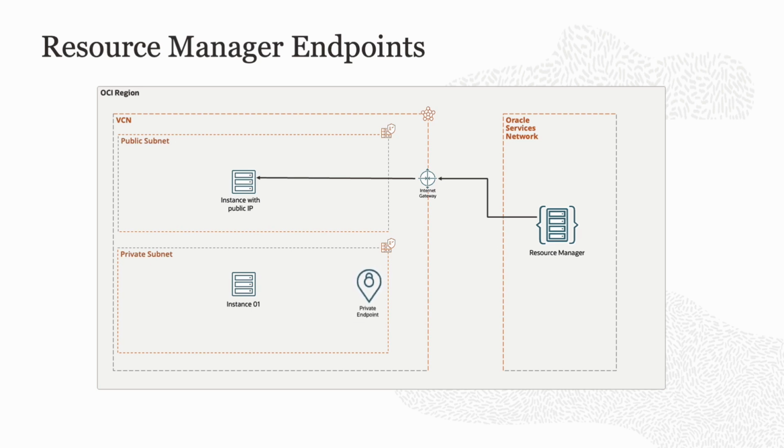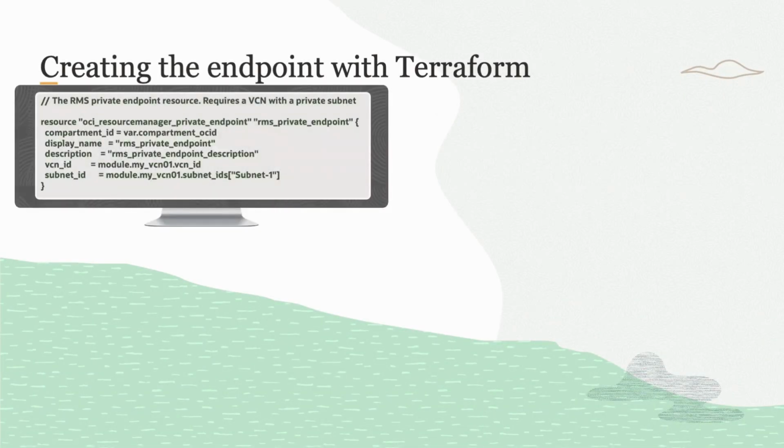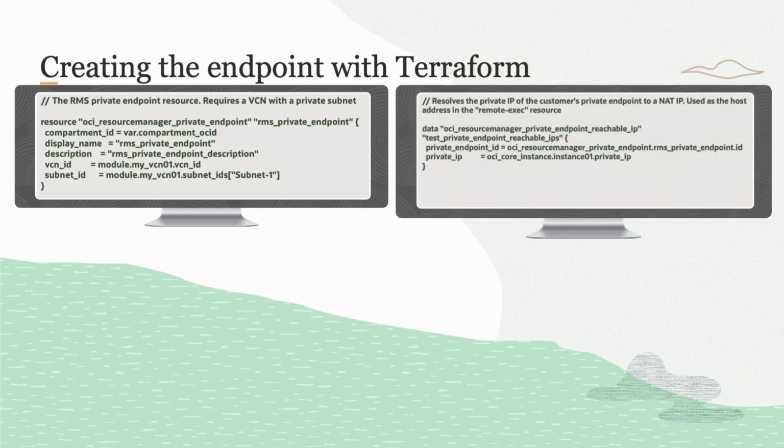The private endpoints can be created using the console or as part of the stack. In your configuration, you will need to add the private endpoint resource. It will require that in your configuration a VCN and a subnet are present. Next, you can use this data block that will relate the private instance and the endpoint to be used in the provisioner.